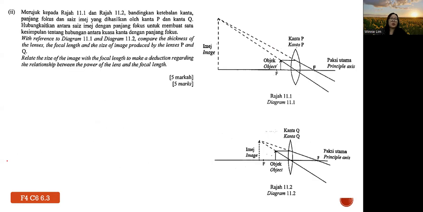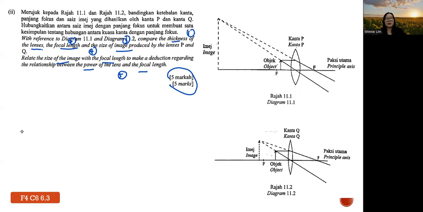Okay, part 2. With reference to diagram 11.1 and 11.2, compare the thickness of lens, focal length, and size of image. So this is the thing that they want us to compare. So 3 things already. Then relate size and focal length, 4 points. Power and focal length, 5 points. So sure, they will have 5 parts. So that's why if you only write 2 statements or 2 sentences, that means you didn't read the questions carefully lah.